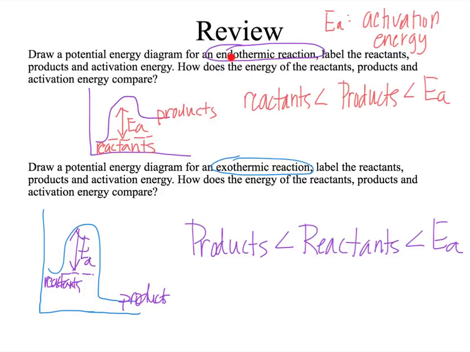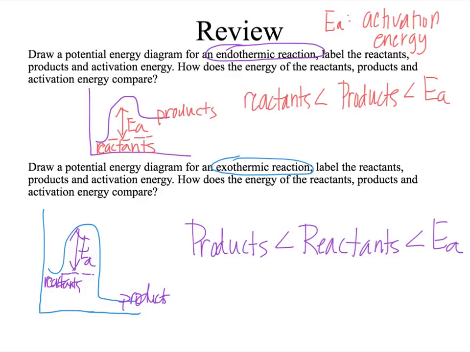In an endothermic reaction, the energy is being absorbed. And so our products are going to have more energy than the reactants because they absorbed energy during the reaction. The way we always show activation energy is from the reactants to the top of the peak, in both of these. And so this right here would be your activation energy. So in terms of the energy in relationship to each other, the reactants have less energy than the products, and the products have less energy than the activation energy.